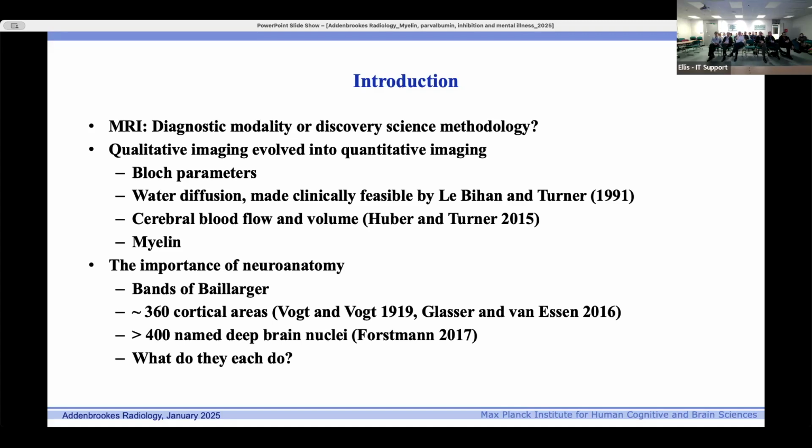Just to point out that there are about 360 cortical areas, 180 in each hemisphere, and more than 400 named deep brain nuclei. And the question is, what do they each do? I think it's a question that radiologists should probably be interested in as well.